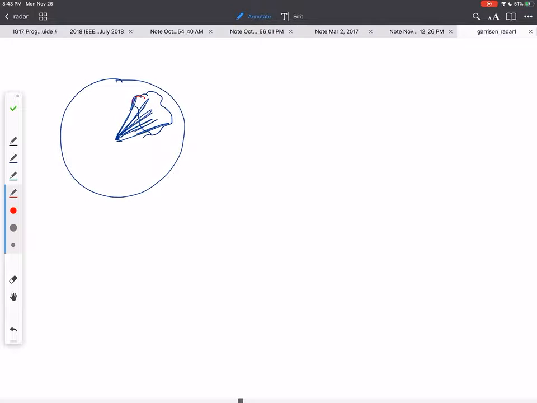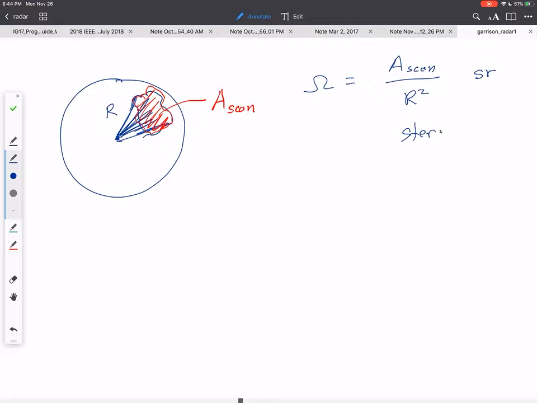Project them all onto the sphere, and they cover up some area on the sphere. So let's say that is maybe our scan area. Remember our definition of solid angle: if a sphere has a radius of r, our solid angle is defined as A_scan over r squared, a non-dimensional quantity, area divided by radius squared, and solid angle has dimensions of steradians.